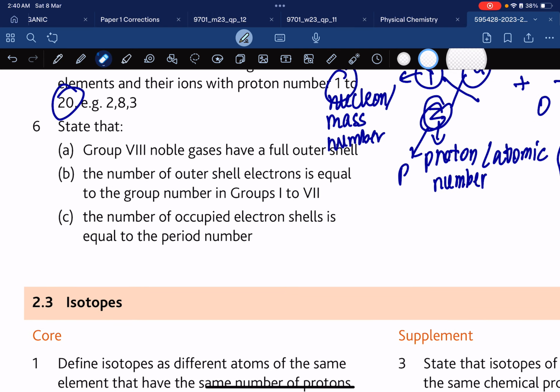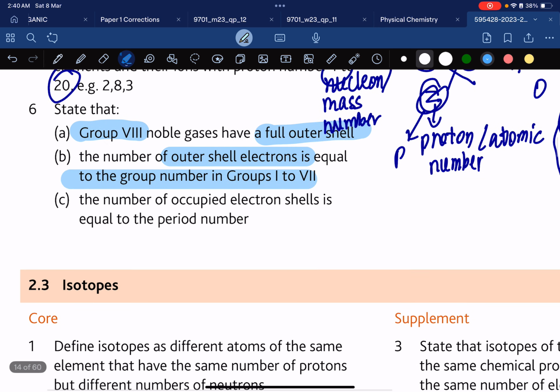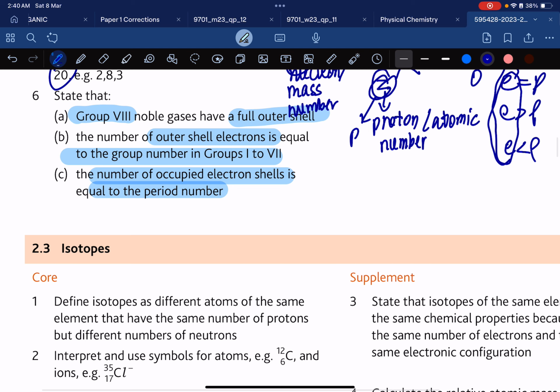State that group 8 noble gases have a full outer shell. The number of outer shell electrons is equal to the group number in groups 1 to 7. The number of occupied electron shells is equal to the period number. Let's calm down and analyze this. They said group 8 noble gases have a full outer shell. If they have a full outer shell, that means they are stable elements, because they don't need to transfer or gain electrons in order to be stable. So they are highly unreactive.